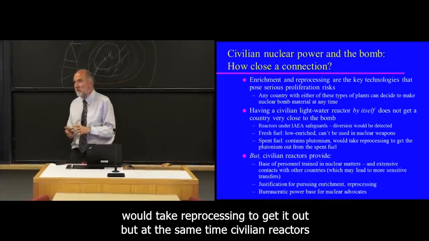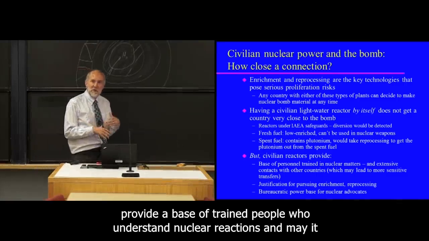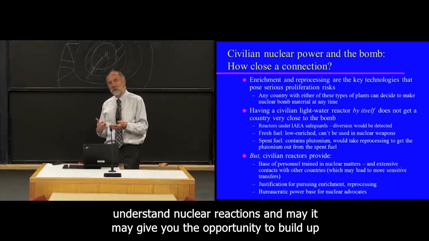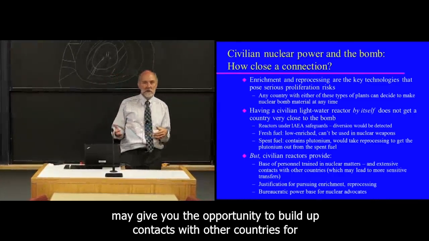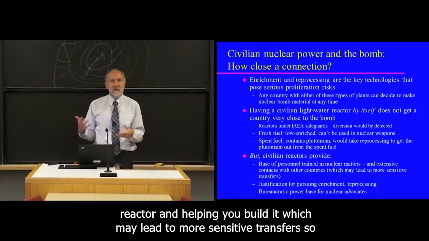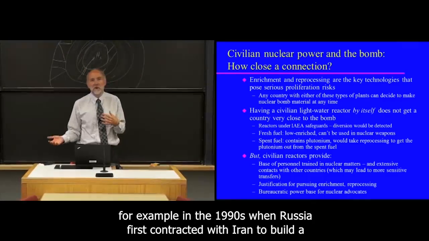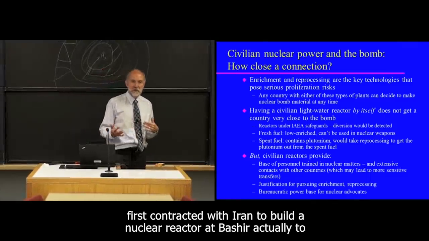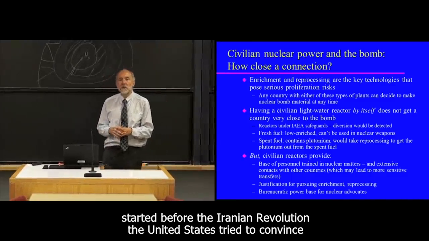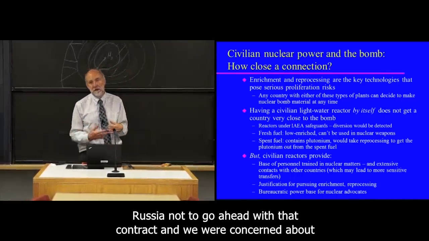But at the same time, civilian reactors provide a base of trained people who understand nuclear reactions, and it may give you the opportunity to build up contacts with other countries, for example, the country selling you the reactor and helping you build it, which may lead to more sensitive transfers. So for example, in the 1990s, when Russia first contracted with Iran to build a nuclear reactor at Bushehr, actually to finish off one the West Germans had started before the Iranian Revolution, the United States tried to convince Russia not to go ahead with that contract.